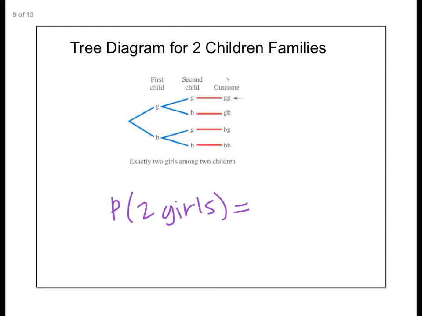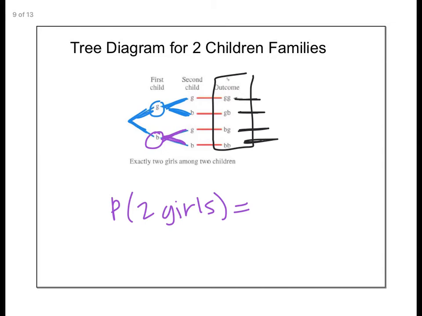We call it a tree diagram because you can see how it branches off. With this first child, you can see it can be a boy or a girl. So if the first child is a girl, the second child still has the option of being a girl or a boy. Same if it's a boy, it can still be a girl or a boy for the second child. So this column is where we see all of our different outcomes. We could have a girl and a girl, a boy and a girl, and a boy and a boy.